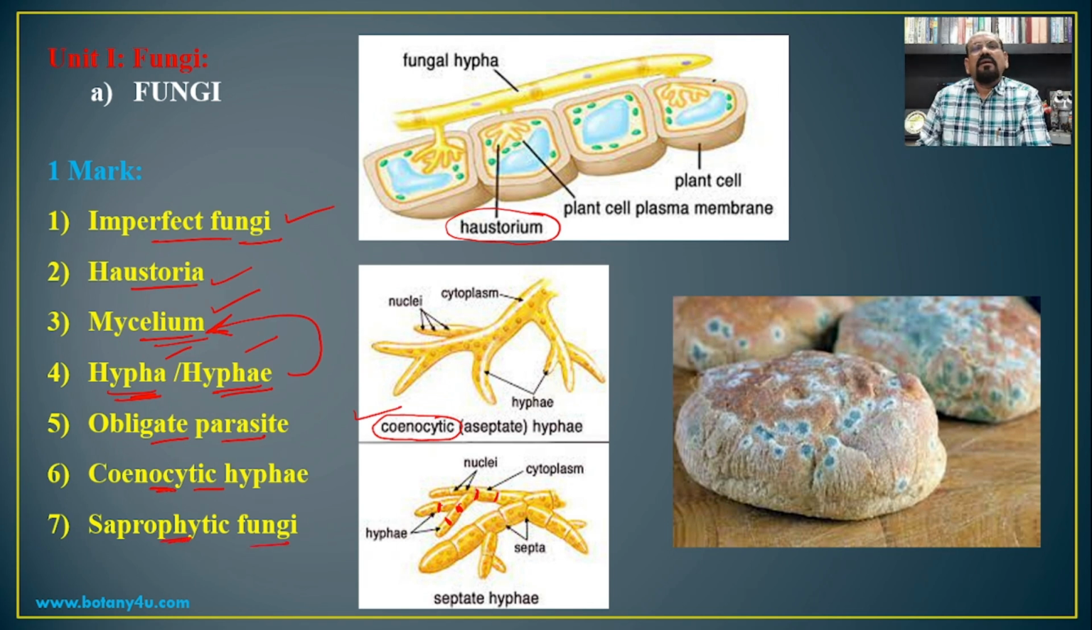Then saprophytic fungi. We know the fungi show different modes of nutrition, either parasitic or saprophytic. The parasitic fungi depend on other living organisms, causing diseases, while other fungi grow on dead and decaying organisms or material. That type of fungi which grow on dead organic matter is known as saprophytic fungi.